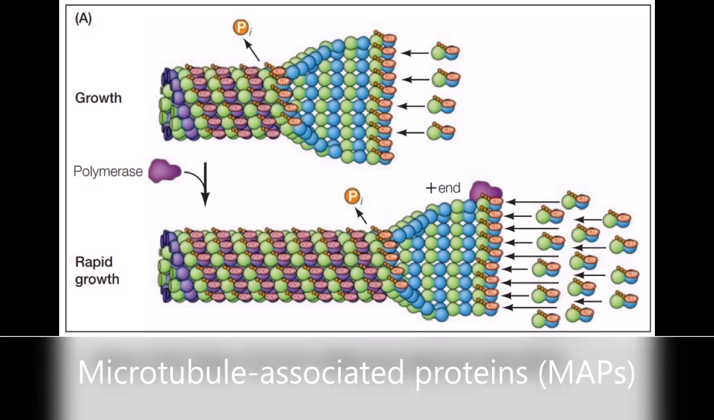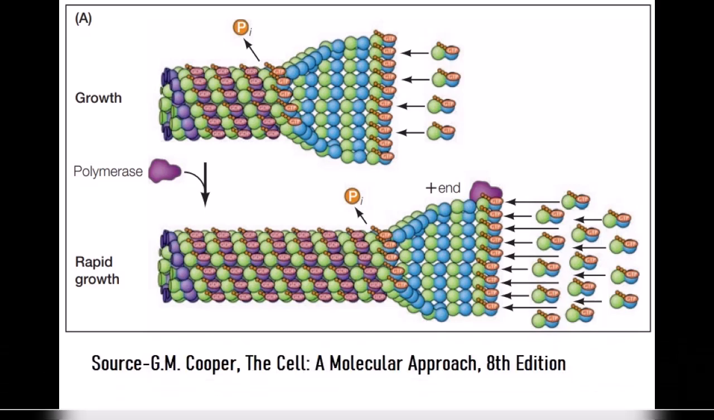There are some proteins called microtubule-associated proteins or MAPs. The dynamic behavior of microtubules is regulated by microtubule-associated proteins or MAPs that bind to their plus ends. As you can see in the picture, some of these proteins act as polymerases and accelerate growth by increasing the incorporation of GTP-bound tubulin.